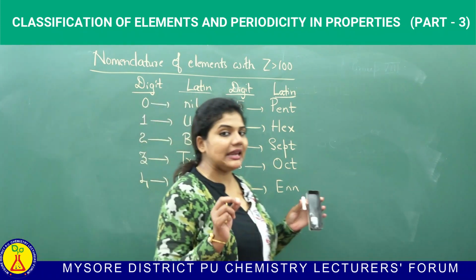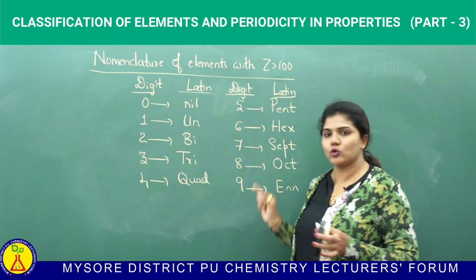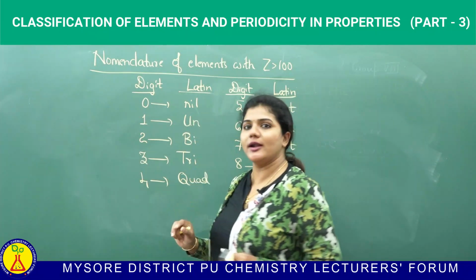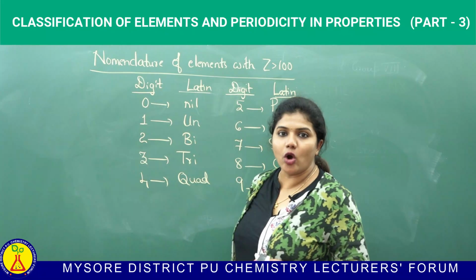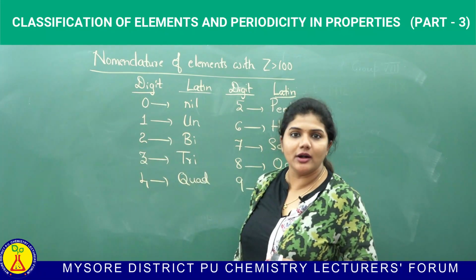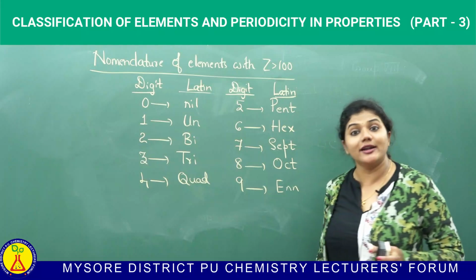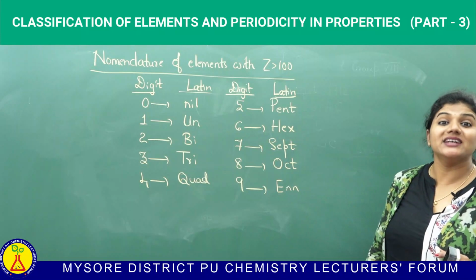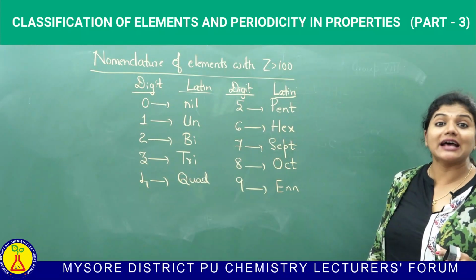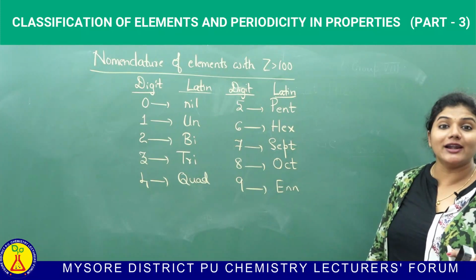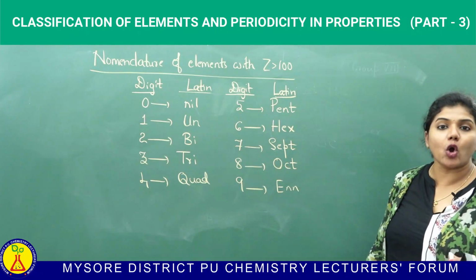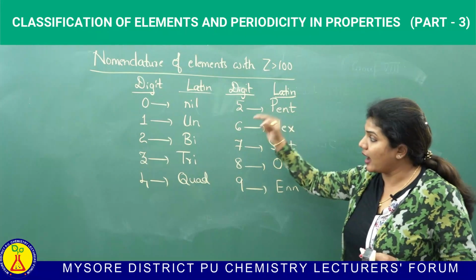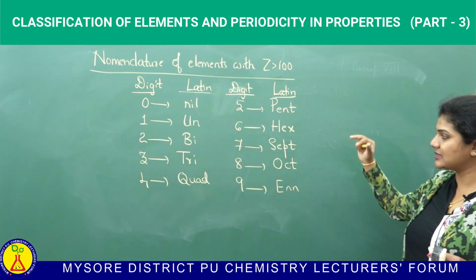So, this is the Latin name for the digits starting from 0 to 9. 0 in Latin is called nil. 1 is un. 2 is bi. 3 is tri. 4 is quad. 5 is pent. 6 is hex. 7 is sept. 8 is oct and 9 is enn. Nil, un, bi, tri, quad, pent, hex, sept, oct, enn.